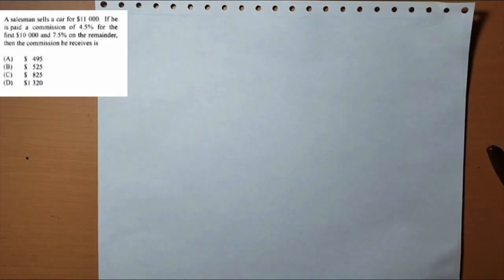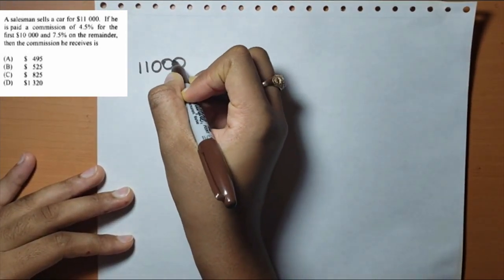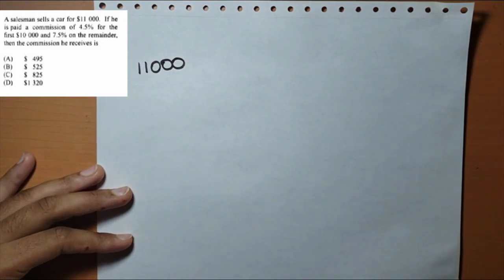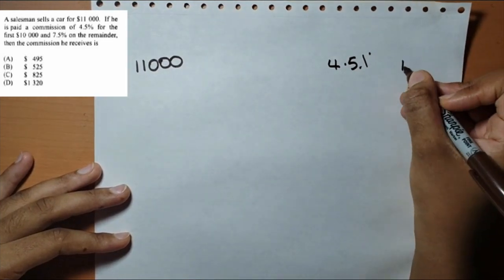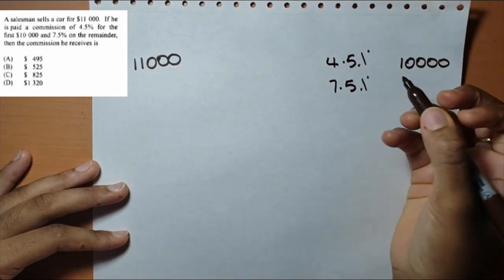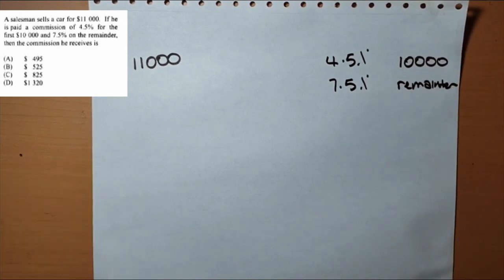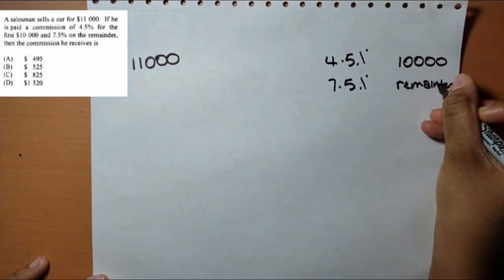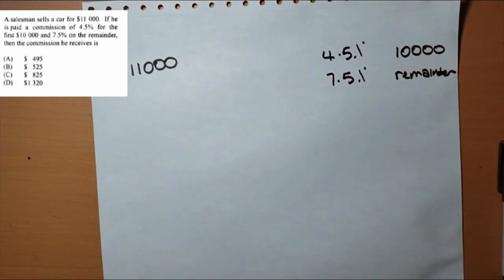Number 18, we have a salesman who sells a car for $11,000. If he is paid a commission of 4.5% for the first $10,000 and 7.5% on the remainder, how much commission does he receive? So basically there's a company and they have a salesman. So whenever the man sells a car, he gets commission. So out of this $11,000 now, how much commission is he supposed to get?